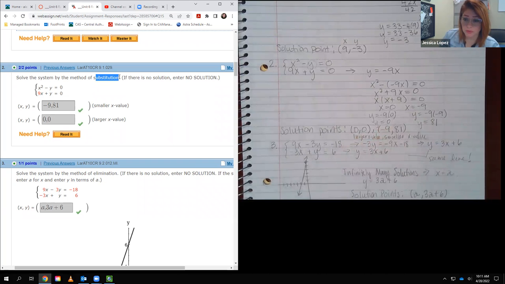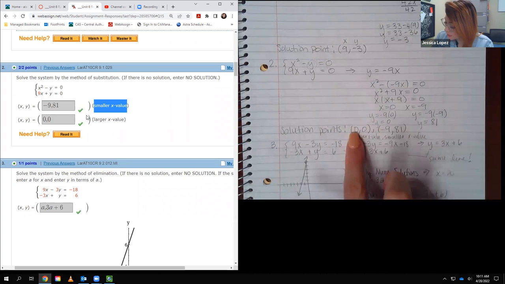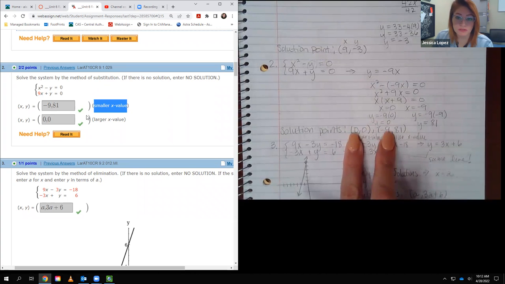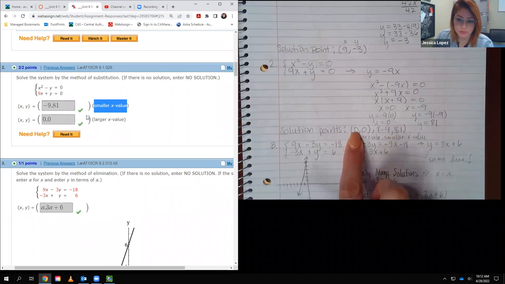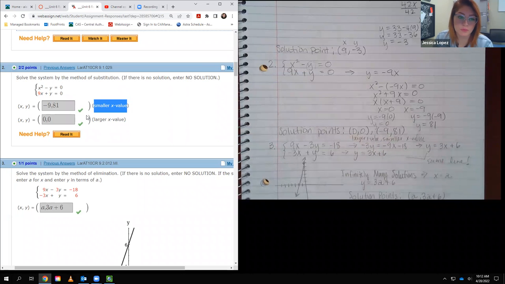So this one had 2. And notice that in the computer, it does ask you for this: the term with the point with the smaller x value goes on top, and then the point with the larger x value goes on the bottom. So between 0 and negative 9, negatives are always smaller than positives or neutrals, okay? So the negative one would go on top, and then the 0, 0 would go at the bottom.